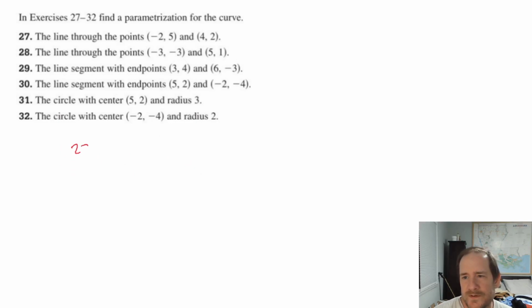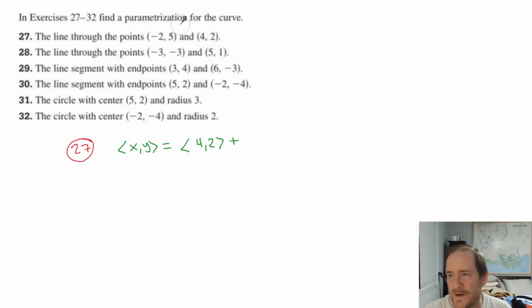So for 27, one way to parameterize the line that passes through those 2 points would be, I'm going to go ahead and do it the slow way again. You'd write the vector equation first. You go, okay, xy equals some vector that puts me on the line, which is literally any point on the line. I like 4 and 2. It doesn't have a negative in it. I'm going to choose that. 4, 2. Got it. Then I'm going to add to that the vector AB.